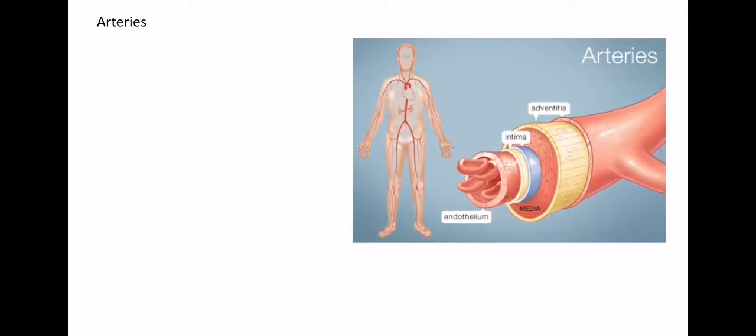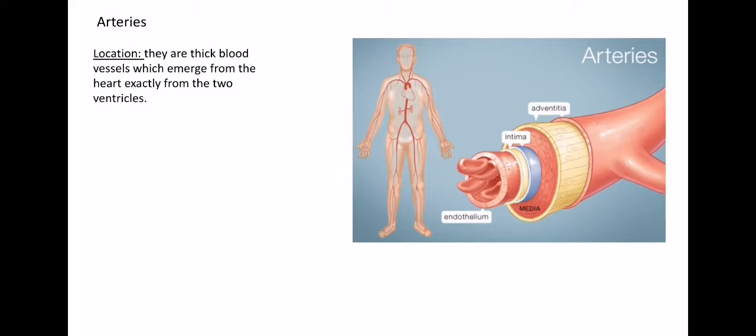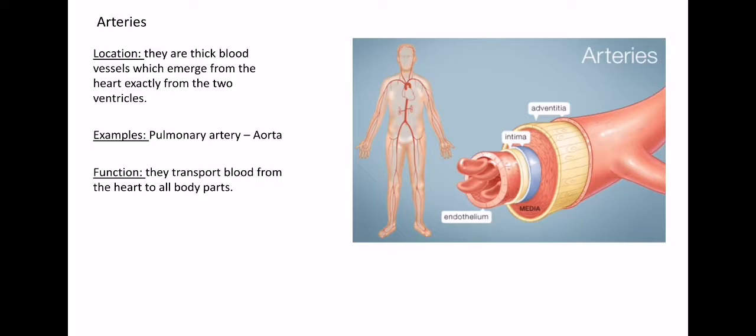Let's start with arteries. They are thick blood vessels and they emerge from the heart, exactly from the 2 ventricles. Like we have the pulmonary artery and aorta. And they transport blood from the heart to all body parts.